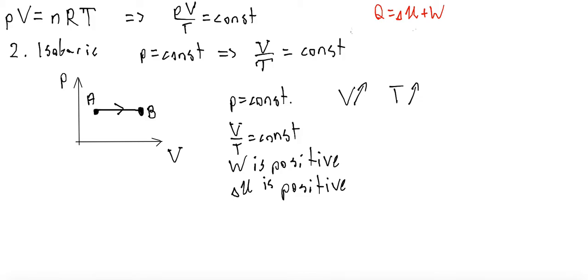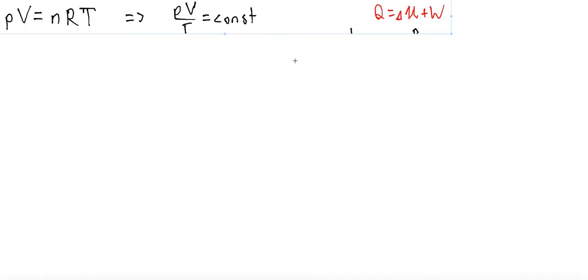Of course, what happens with Q? If delta U is positive and W is positive, then Q is also positive, which means that thermal energy is given to the gas, given to the system. This is the interpretation of this graph. So isobaric means constant pressure. In this particular example, when gas expands, W is positive, delta U is positive, and Q is also positive. Okay, so next change, it was isochoric, isobaric, so the next one must be isothermal.